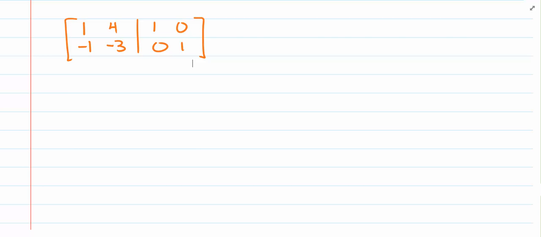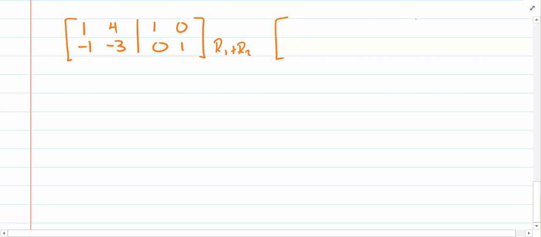I have a 1 right where I'm supposed to have a 1, but I want a 0 below that. So what should be my first move, guys? Yeah, that's a good call. Let's do row 1 plus row 2 and put it there. So if I add this, I'm going to get 1, 4, 1, 0. If I add these together, I get 0, 1, 1, 1. All right, we're almost there, huh?